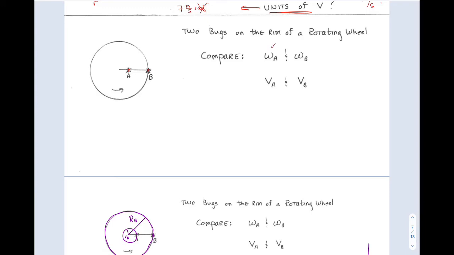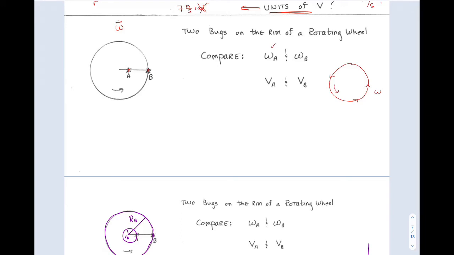And I want to compare the angular velocity of A. Well, forget about the direction. Actually, what is the direction of the angular velocity of the bugs? Well, the bugs are rotating in this direction. Okay, they're rotating that direction.